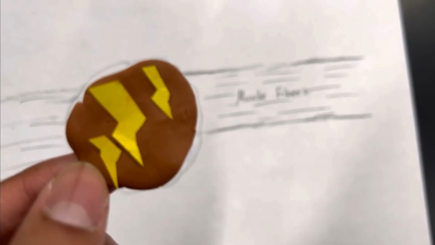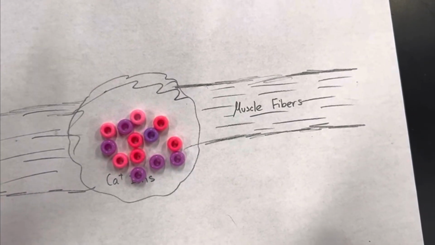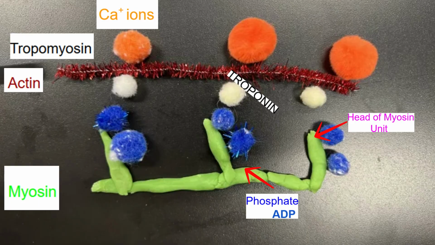For sliding to actually occur between the myosin and actin, there must be a nerve impulse sent from the brain. The nerve impulse sends calcium ions to the muscle fibers, which triggers this reaction to occur. Actin and myosin are initially already attached to one another in a cross bridge.